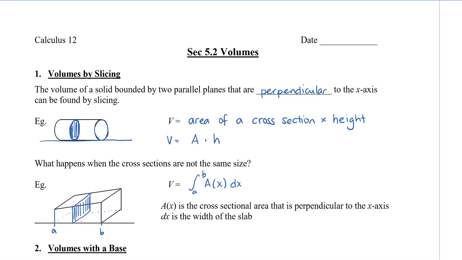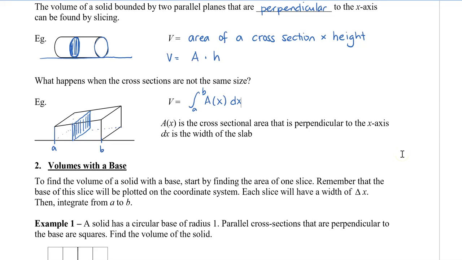So this brings us to an example here. To find the volume of a solid with a base, we're going to start by finding the area of one slice. And remember that the base of this slice will be plotted on the coordinate system, so you're going to use that as your function. Each slice will have a width of delta x, and then you're going to integrate from A to B.